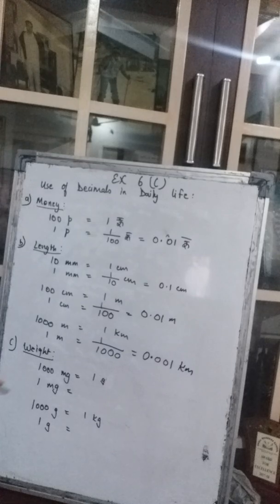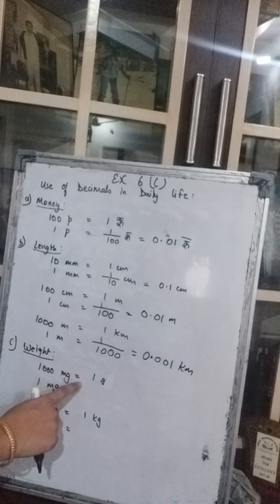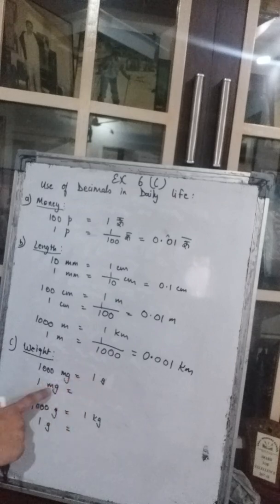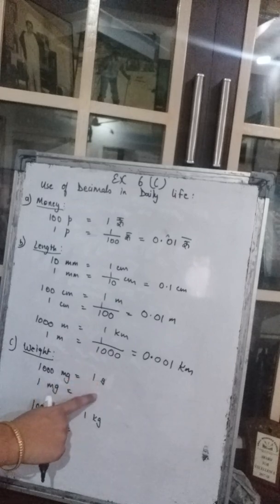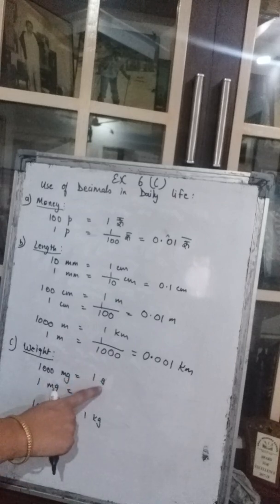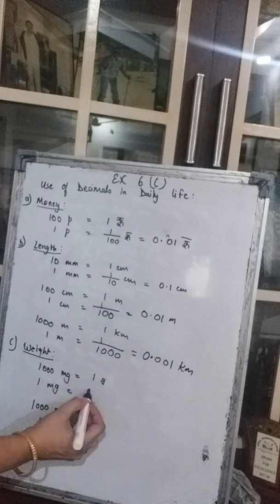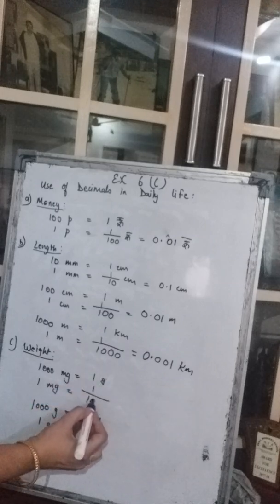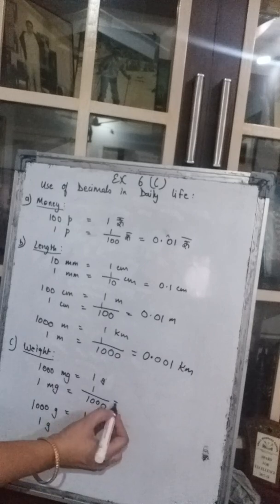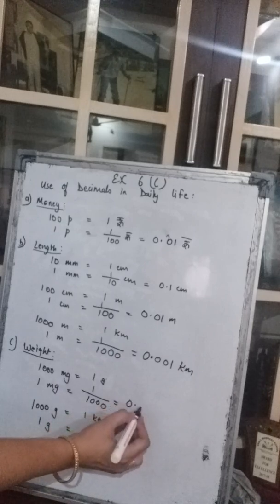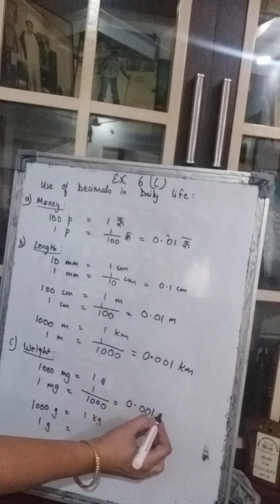Okay, now we come to weight. Third, here we will discuss weight. You know that 1000 milligram make 1 gram. So 1 milligram will make how many grams? The smaller unit is getting converted into the bigger unit. So we will divide, 1 upon 1000. So it can be written as 0.001 gram.